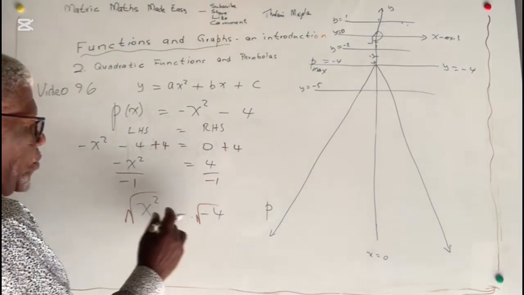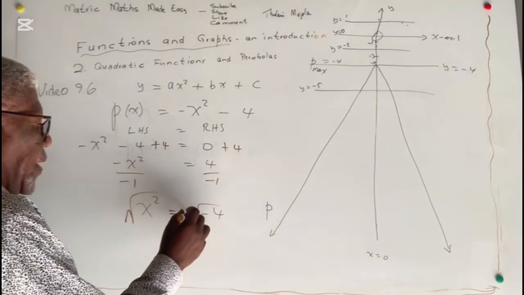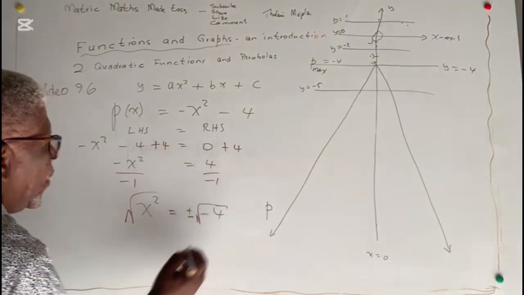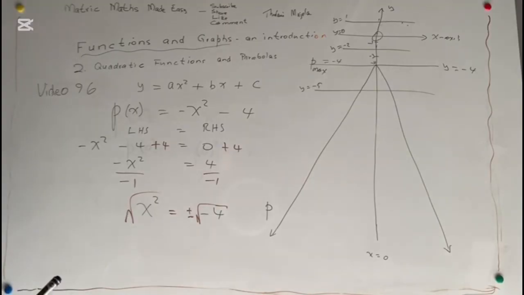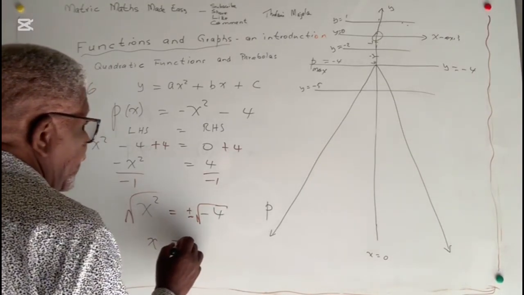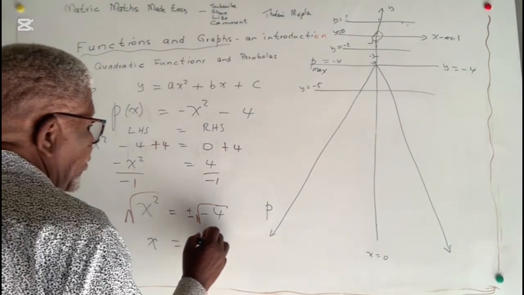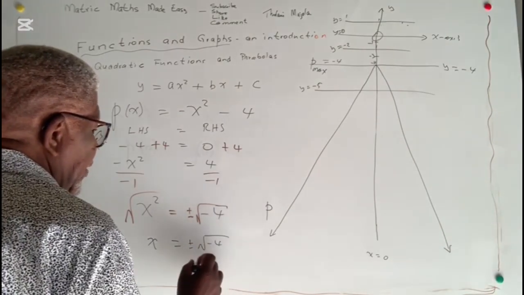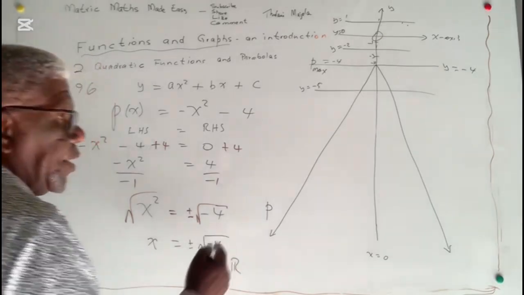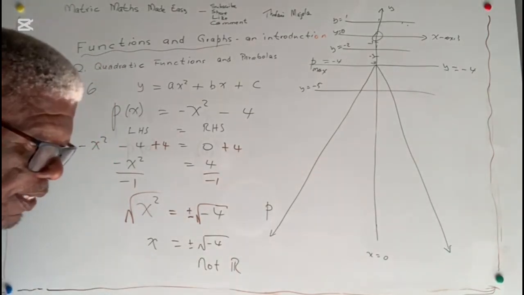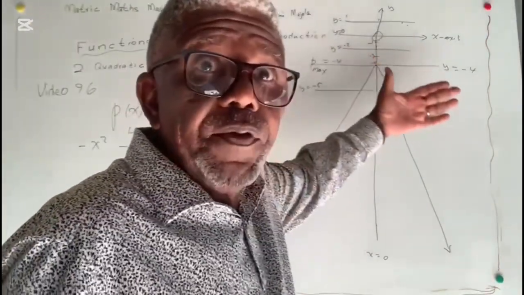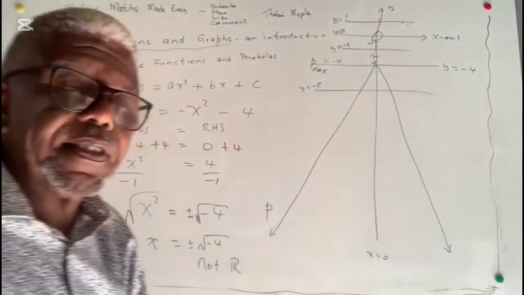But once we take the square root on the right hand side, the story becomes plus or minus the square root of negative 4. We all know that the square root of negative 4 is not real. It's not a real number. So we don't get a solution. So we don't have the roots, which the graph shows. Anyway, it doesn't cross the x-axis.